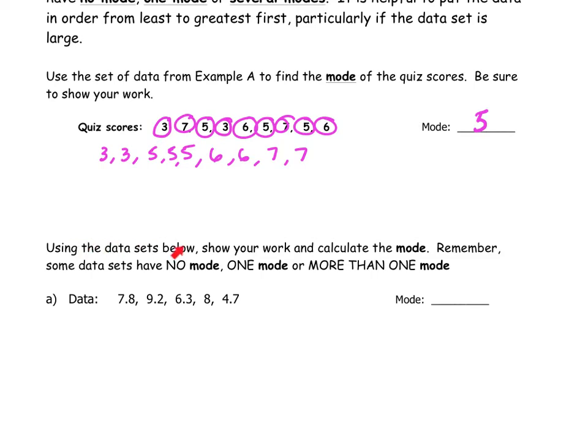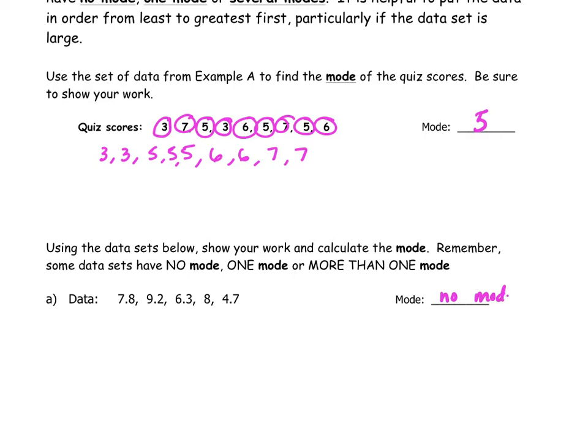Using the data sets that are below, we're going to show our work and calculate the mode. Remember, some data sets have no mode, one mode, or more than one mode. So as we scan the data, again, I prefer to put it in order, but we don't necessarily have to. We could just start and say, do I have any repeats for 7 and 8 tenths? Nope, nothing repeats. Is there another 9 and 2 tenths? Nothing repeats. Is there a 6 and 3 tenths in this data? No, besides the one we see. Does 8 repeat? No. And do we see 4 and 7 tenths again? No. So each one of these numbers is used only once. So that means that we have no mode.